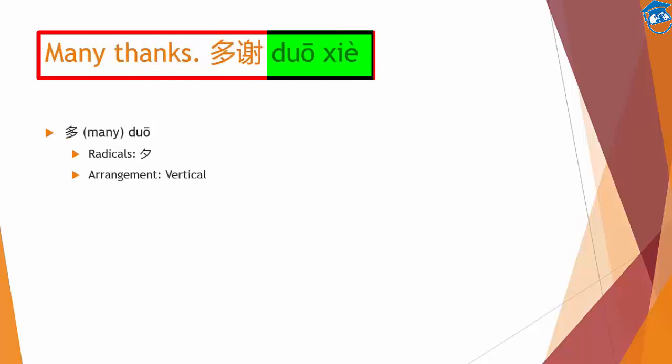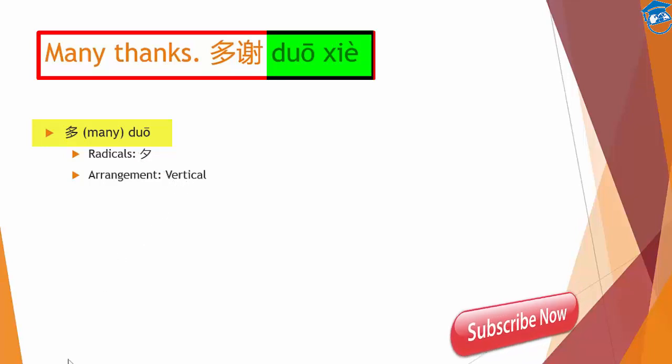Okay, next one. Many thanks. 多谢. Okay, if you still remember, this is what we learned in the last slide, and it means thanks. So 多 means many, and here's the pinyin. The radical is this one, and if you notice, this word is made of two identical radicals. And so you can see that the arrangement is vertical. It's just two radicals stacked on each other.